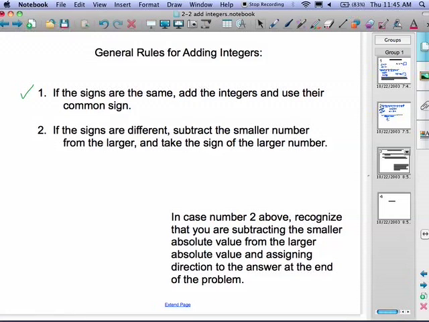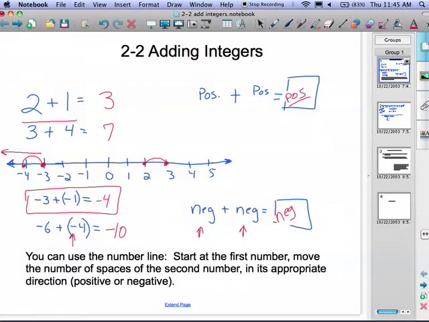Jumping back 2 boards, 2 plus 1 is 3. Positive 2, positive 1, add them. You get 3, keep the common sign. 3 plus 4 is 7. They're both positive. 3 and 4 gives you 7. Take that positive sign that both of the numbers started with. Positive and positive is positive.